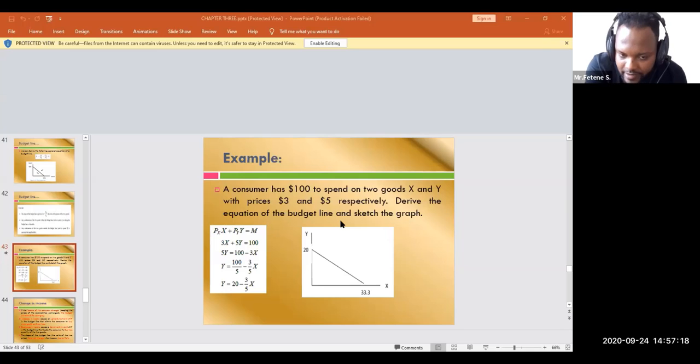Then at this other point, the consumer consumes no y and uses the income only on x. So we set y to 0: 0 equals 20 minus 3/5 times x. Then 20 equals 3/5 times x. To get x, we multiply both sides by 5/3. 5/3 times 20 is 100 divided by 3, which is 33.3. So at this point the x amount is 33.3 and y is 0. So the budget line looks like this. Is that clear?